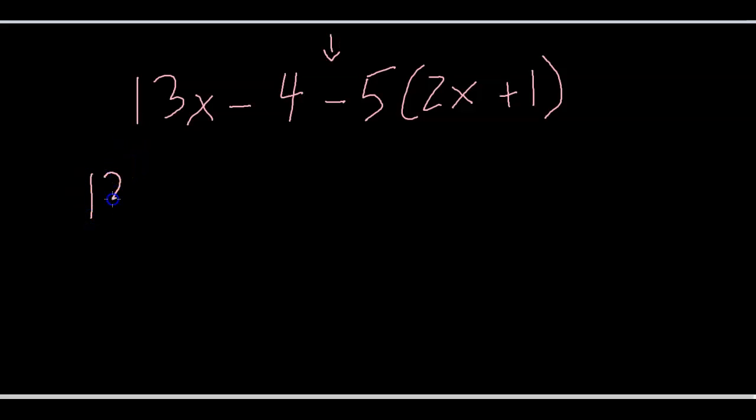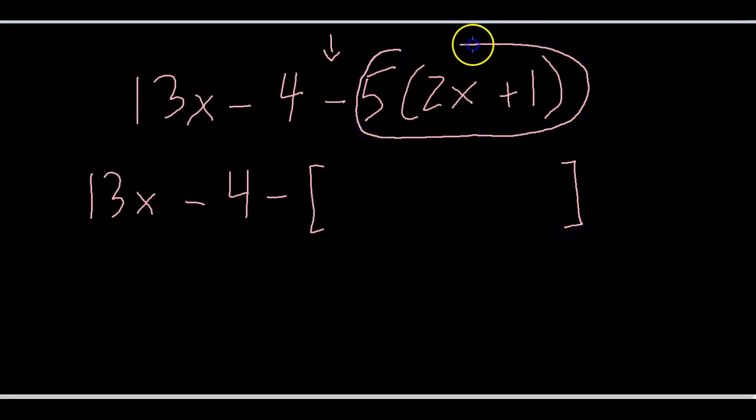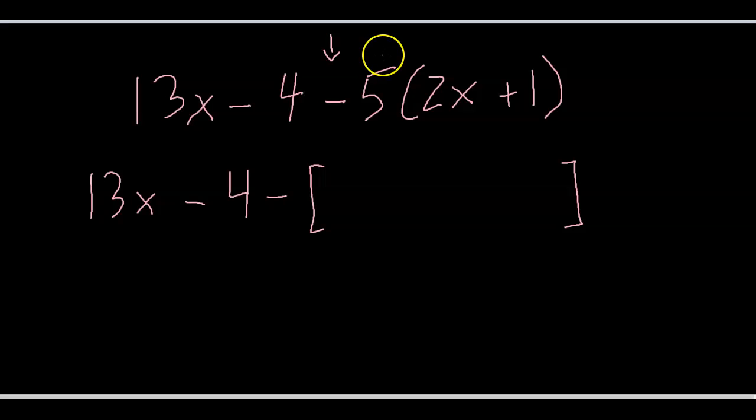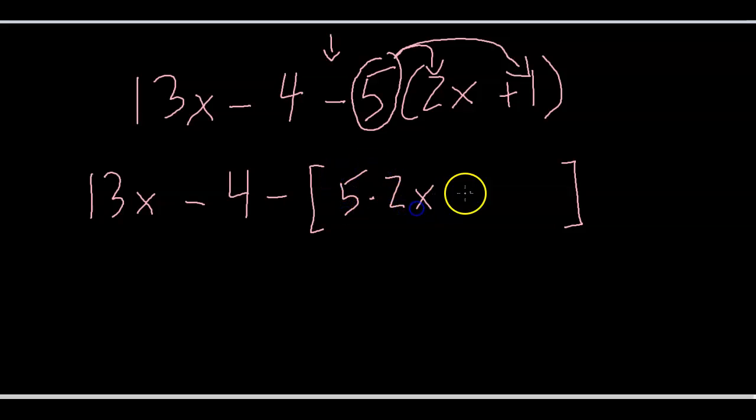We know we have a term of 13x, then we're subtracting 4, and then we're subtracting. What are we subtracting? We're subtracting this whole term here, 5 times the quantity 2x plus 1. So we know that we can simplify the quantity 5 times 2x plus 1, right? We have a factor outside the parentheses. We can distribute it inside the parentheses. So this term we're subtracting, 5 times 2x plus 1, turns into 5 times 2x plus 5 times 1, right?